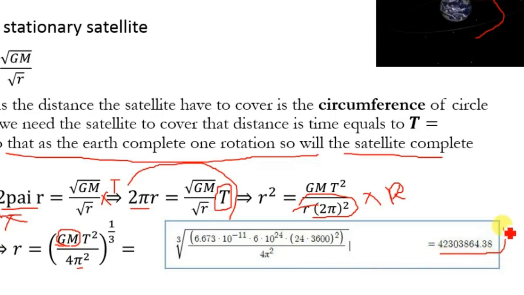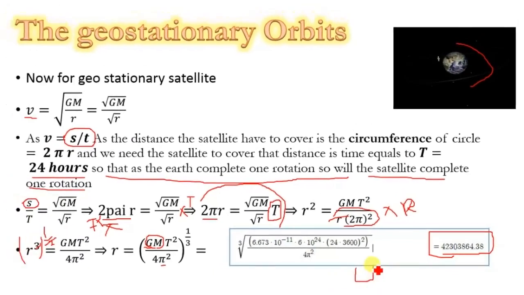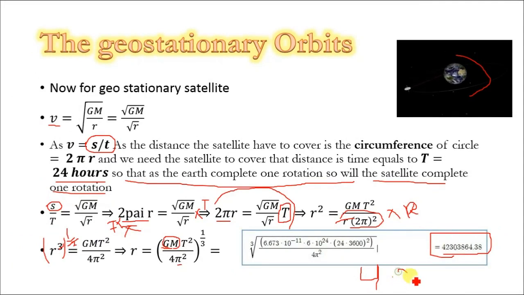this term, which is the stationary orbit, or we can write this term as 4.23 times 10 raised to the power 7 meters. You can also express this term in kilometers, which will be about 4.23 multiplied by 10 raised to the power 4. So this is the radius for a geostationary satellite.